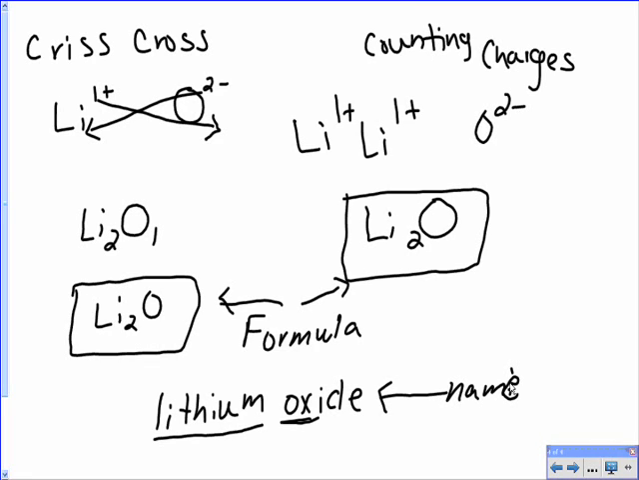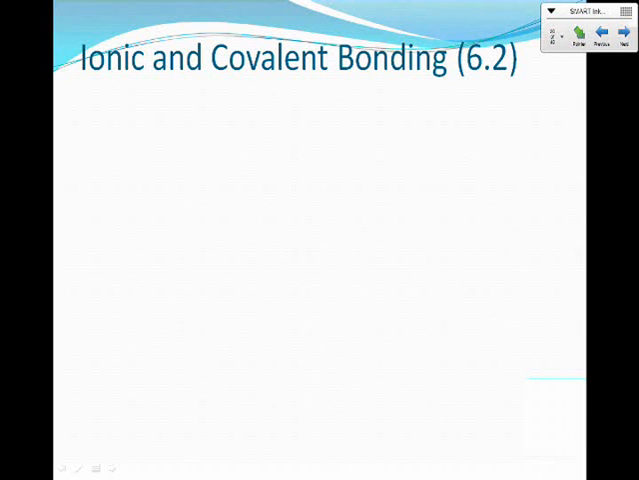So make sure you know the difference between those, because if I ask you to give me the formula and you give me lithium oxide, obviously that's going to be incorrect. So make sure you remember what the formula is, what they look like, and then obviously naming them is going to be where you write it all out.